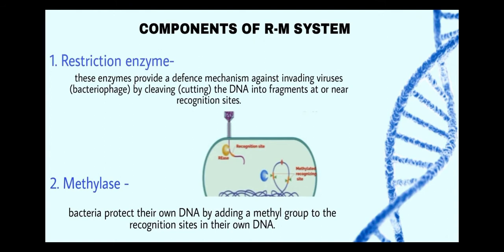But now the question is, restriction enzymes can cut viral DNA at particular recognition sites, then why do the restriction enzymes not cut the bacterial DNA? The answer is on the screen. Because bacteria can protect their own DNA by adding a methyl group to the recognition sites in the DNA.